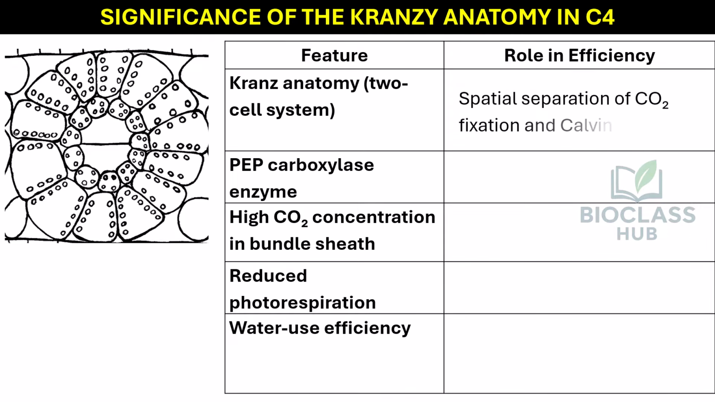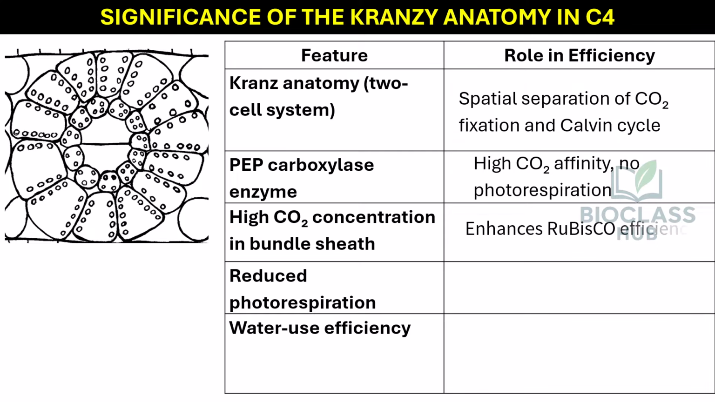Fixation occurs twice. The light reactions that produce oxygen do not occur in the bundle sheath cells. This reduces photorespiration. High carbon dioxide affinity, no photorespiration. The enzyme PEP carboxylase has a high affinity for carbon dioxide to concentrate it in the bundle sheath cells. High carbon dioxide in the bundle sheath cells enhances Rubisco efficiency to fix carbon dioxide without photorespiration.